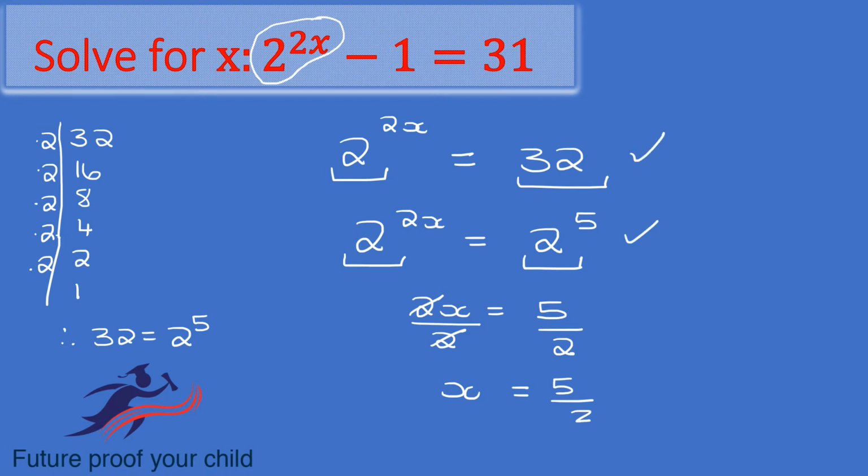So the first mark is allocated when you got rid of the -1, so you made it 32. Then for the prime bases, rewriting 32 as 2 to the 5. Dropping the bases and saying 2x is equal to 5, and then getting x equal to 5/2. Now, these two actually go together. So in other words, it's worth a total of 3 marks.